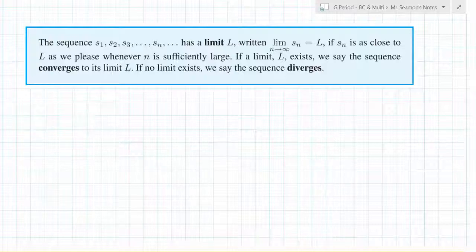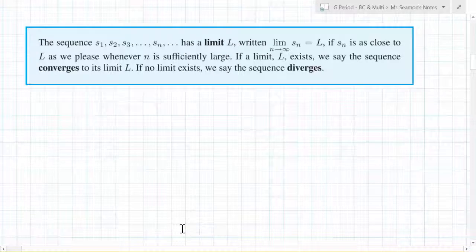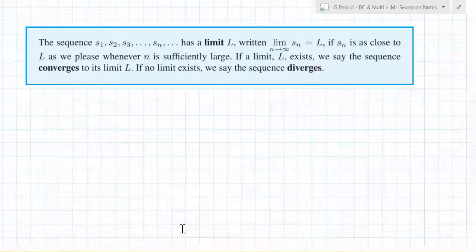The idea is we need that 1, 2, 3, 4, 5 up to n, because the order matters. We need to have what's called an index. So it has a limit L written. How do you say this out loud right here? Someone say this out loud. Can someone say that out loud to me? The limit as n tends to infinity of S of n equals L.